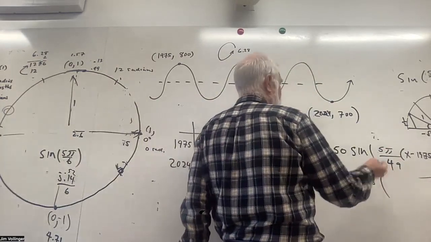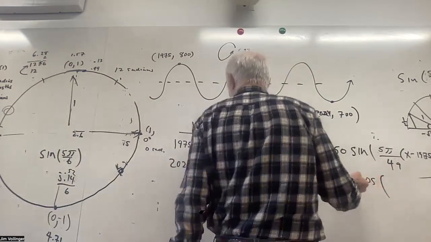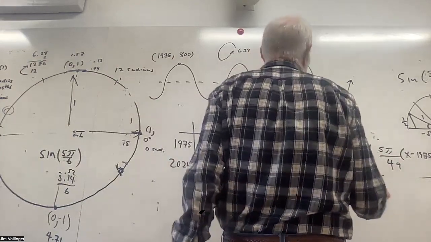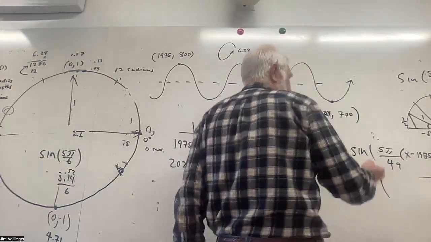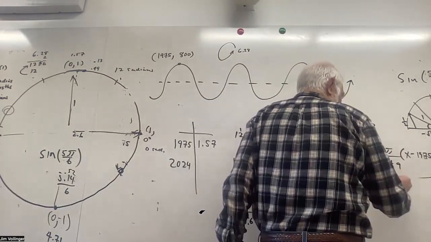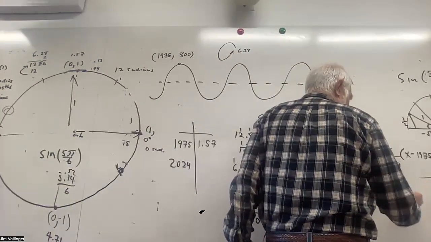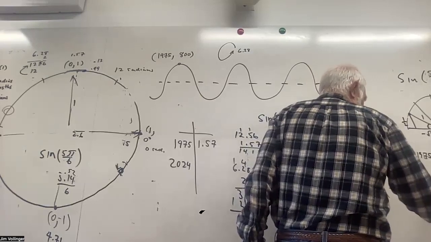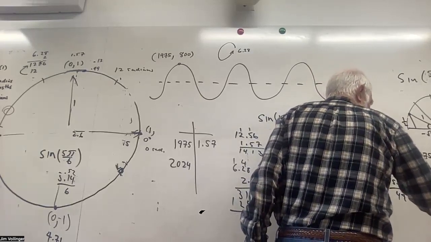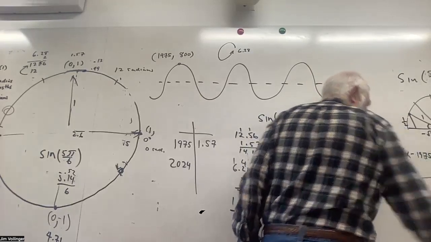I'll write it as whatever I said it was. I can do it again. I'm losing track of everything. Yeah, I think it was 15.7 over 49, x minus 1975. Obviously, you don't have to write 0.